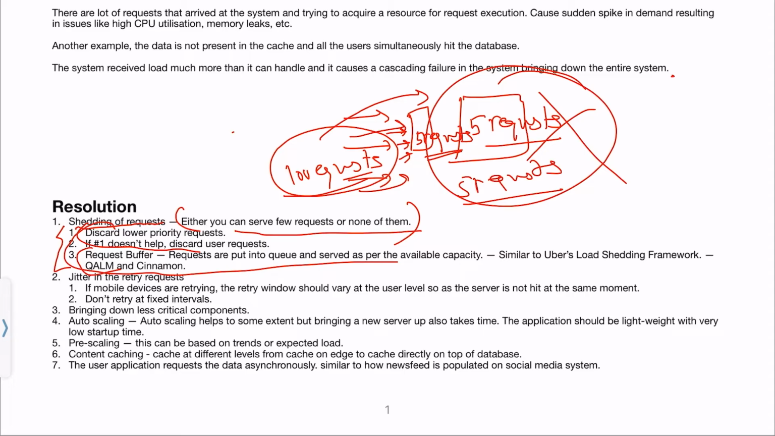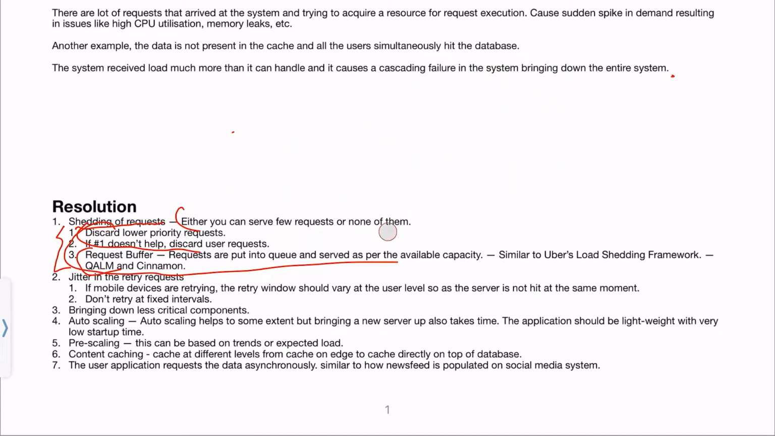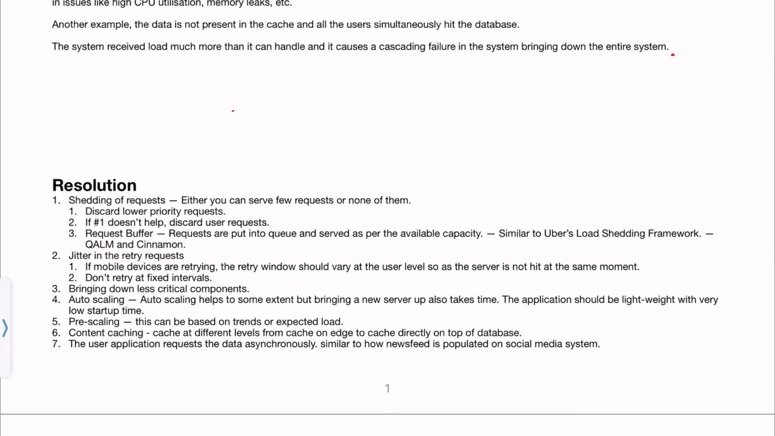Let's say there are lower priority requests and some internal requests which you can drop, and then if those are also already dropped and there is still an overload scenario, then you can drop some user requests depending on, let's say, some cohort which you are maintaining. So I highly recommend that you watch those videos, cinnamon and 𝐶. There are videos, go watch them.